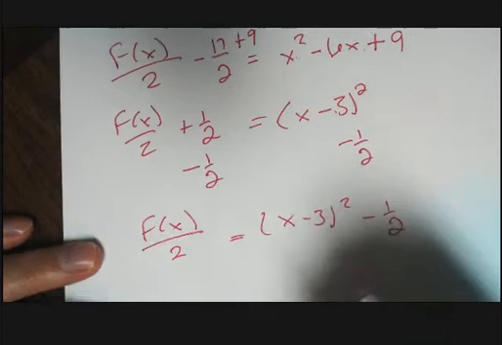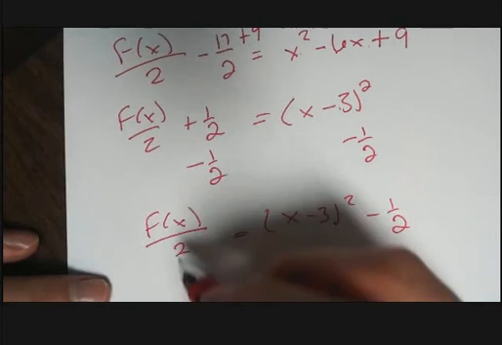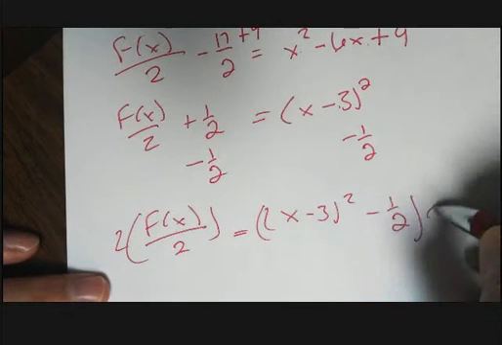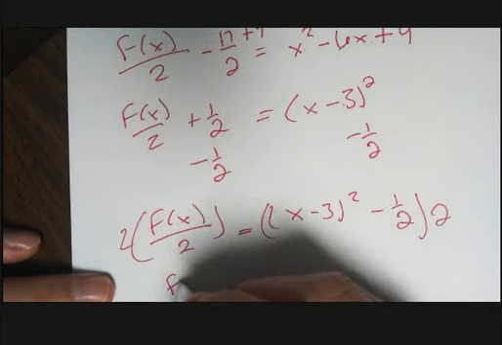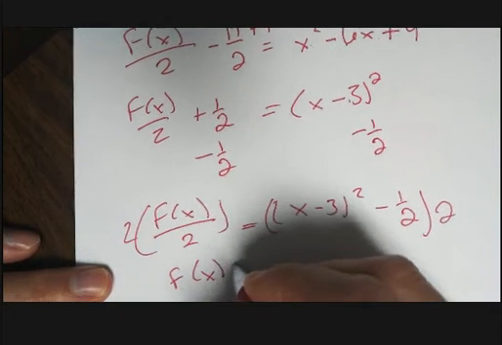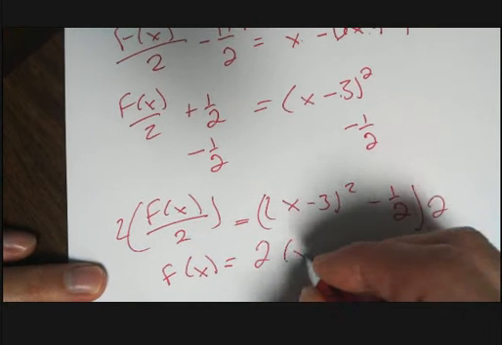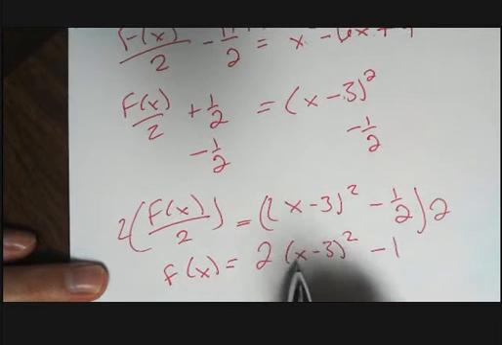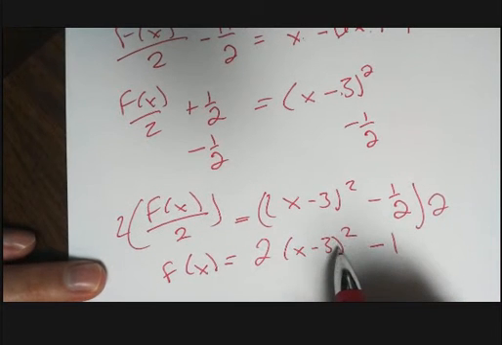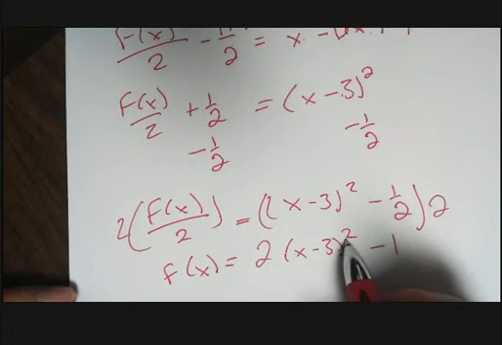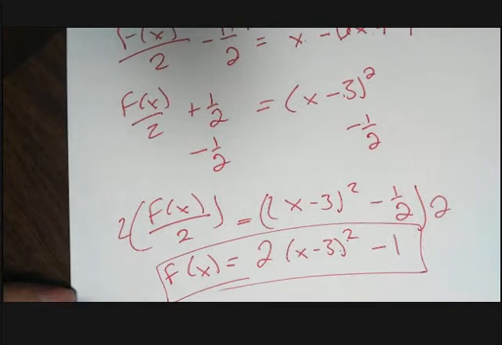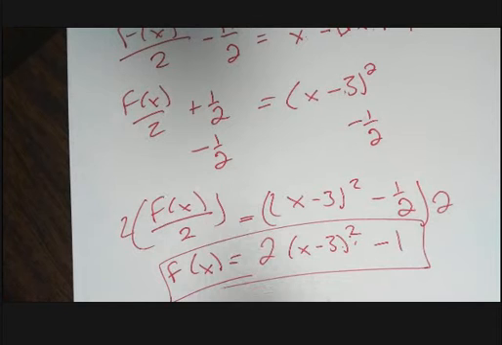And then you got one more step, because you're dividing by 2 over here. You want to multiply everything by 2. So you wind up with f of x equals 2 times x minus 3 squared minus 1. You don't do anything inside parentheses because order of operations tells us we have to do that squared first. So that would be the equation in vertex form by completing the square.